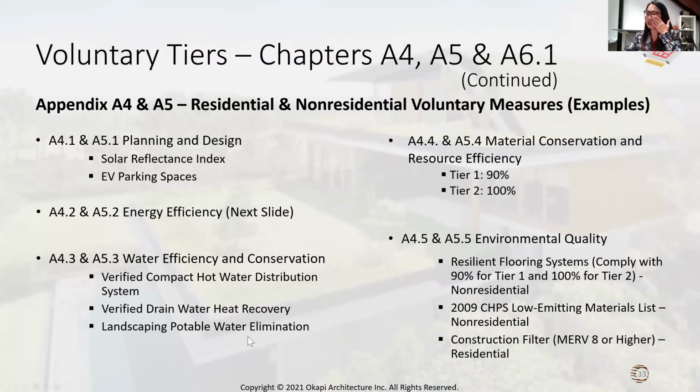So this chart just gives you some idea of solar reflectance index in planning and design, and whether you provide more EV charging, energy efficiency, and water efficiency. Those are just some of the ideas, and some are developed further. Material conservation and resource efficiency relate to low VOC content, and environmental quality has similar ideas. Some are hazard-based, some are just a concept. If all your projects follow the CHPS low-emitting materials list, you're basically in tier 1 already.